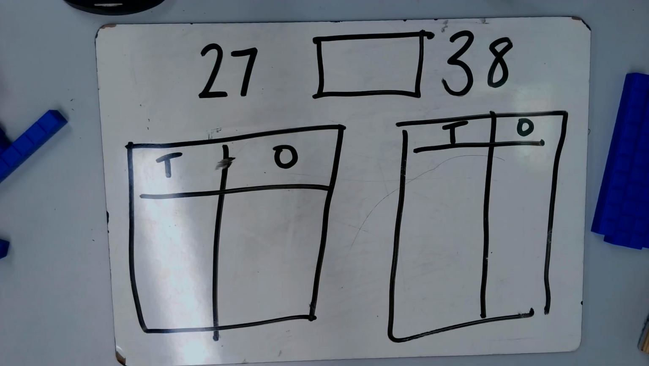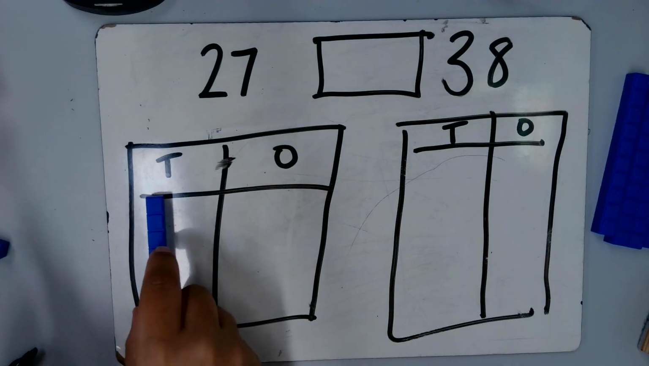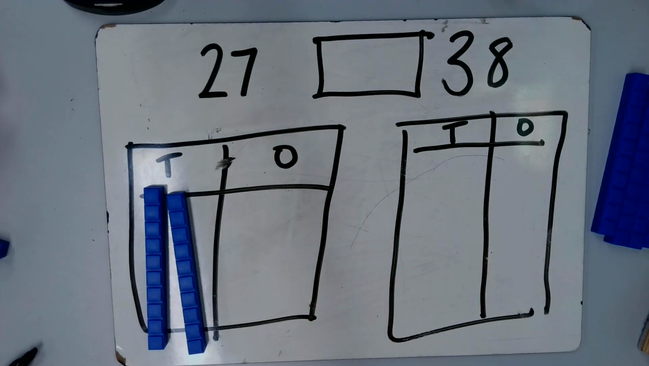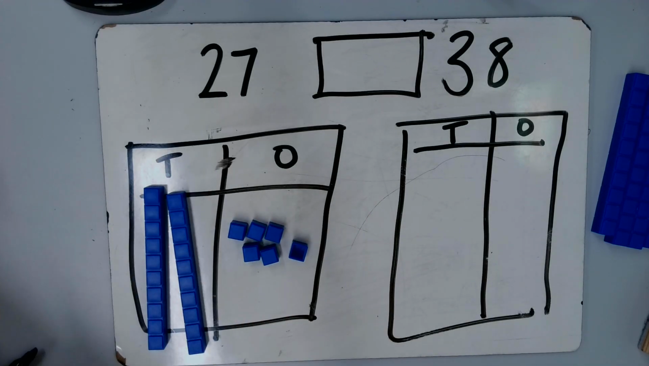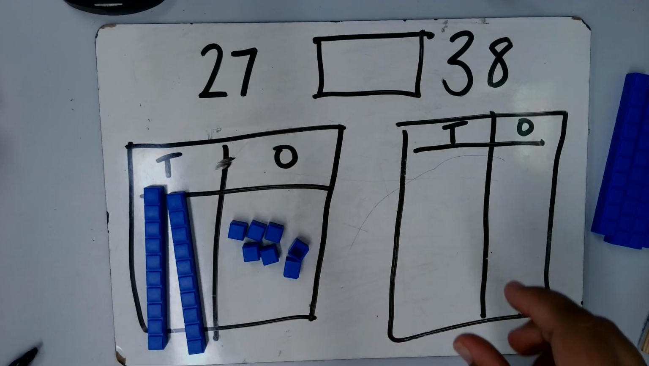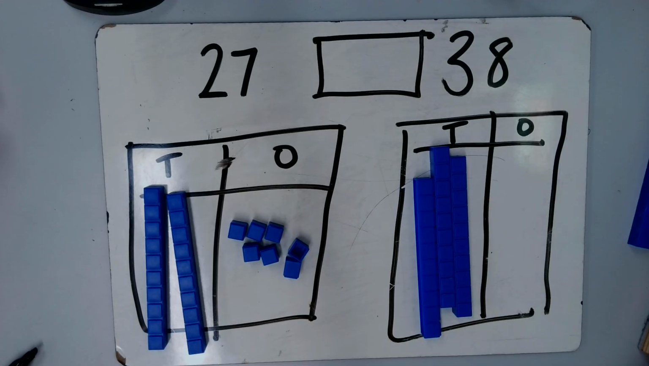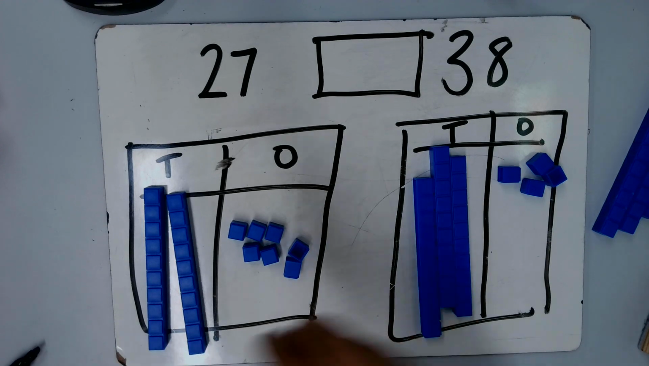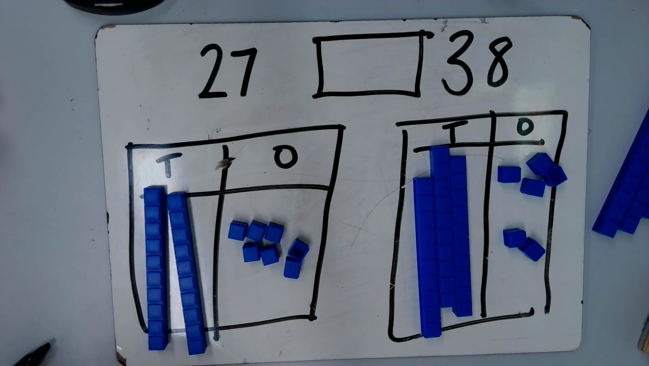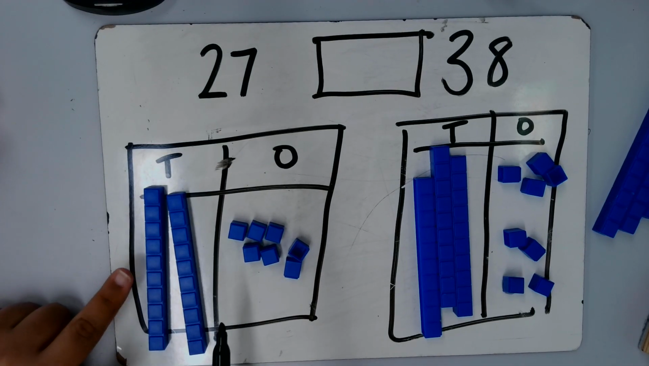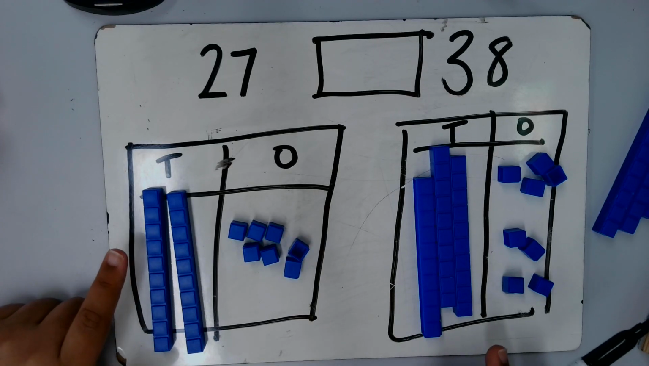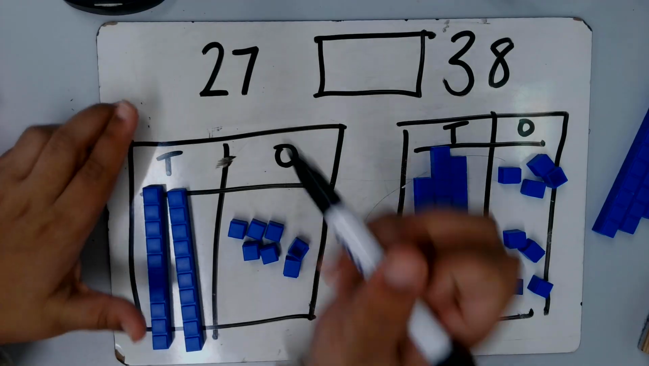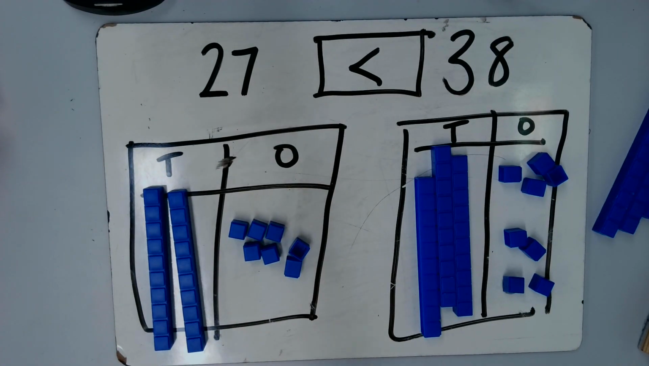Okay, now we're back. I hope you had a go. Let's do this together. In 27, we've got 2 tens and 7 ones. 1, 2, 3, 4, 5, 6, and 7. And in 38, we've got 3 tens and 8 ones. That's 4, 5, 6, 7, and 8. In 27, there are 2 tens, and in 38, there are 3 tens. 2 is less than 3, therefore 27 is less than 38.